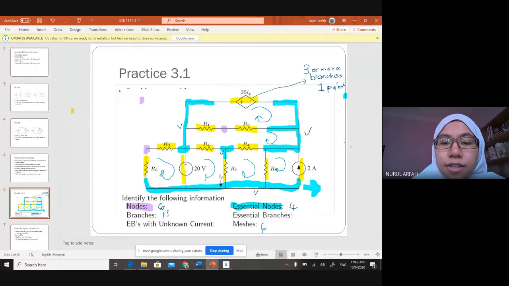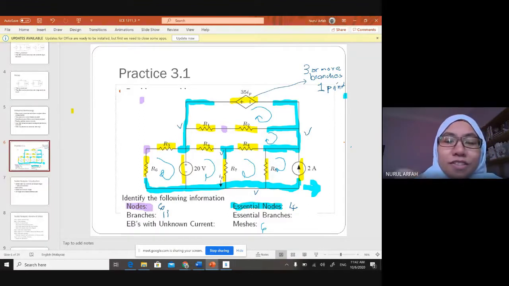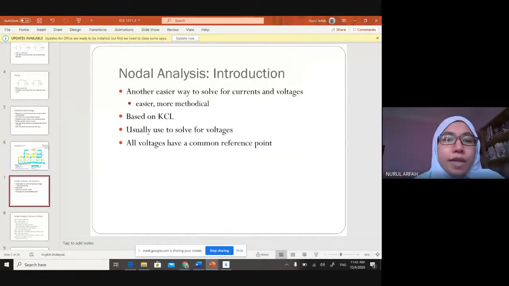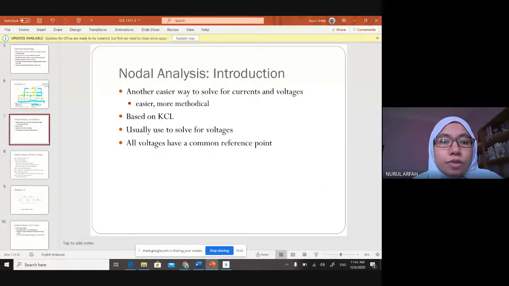The rest, I think, not really important. Because this is actually important for your nodal and mesh analysis. That's why I highlight. All right, we go to nodal analysis.